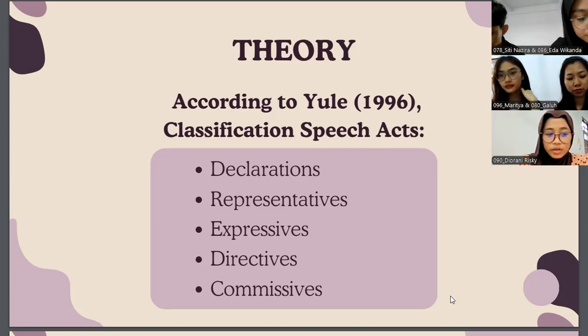Number four is directive. Directives are speech acts used by the speaker to get someone else to do something. They express the speaker's desire through commands, orders, requests, and suggestions, which can be positive or negative. And the last one, number five, is commissive. Commissives are speech acts that commit the speaker to future action, stating their intention. This category includes promises, threats, refusals, and pledges, which the speaker can carry out alone or as part of a group.